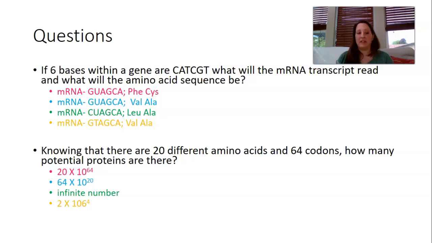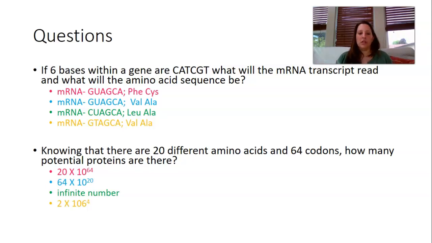That codes for valine, so VAL. That would be our first amino acid. The second amino acid is based on the next 3, so that's GCA, and GCA codes for alanine. So the answer here is blue.